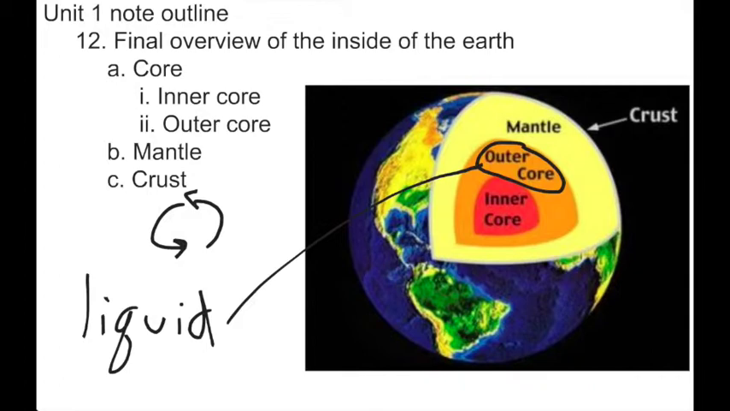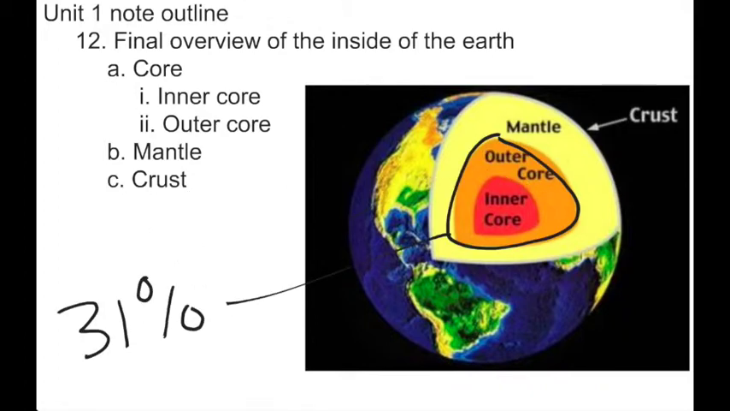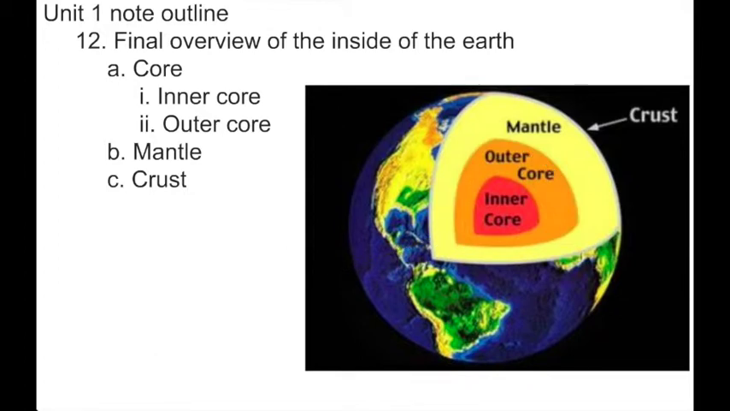It'll rotate and wander because the liquid also wanders and the convection current wanders as it moves around in the outer core. When you combine the solid inner core and the liquid outer core of the Earth, you're going to get a total mass of 31% of the Earth is the core of the Earth between the inner and outer core. All right, let's talk about the mantle next.